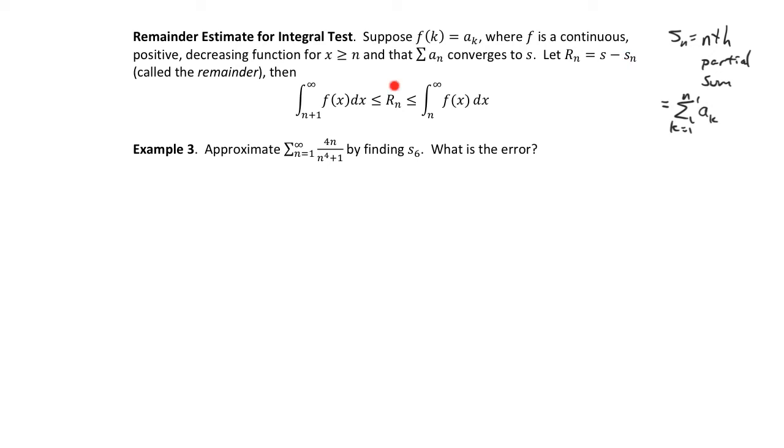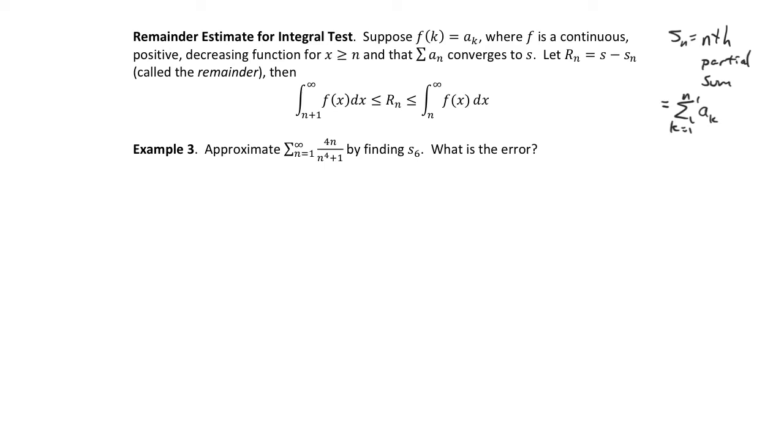Well, it turns out that how far off we are is going to be trapped between the integral from n plus 1 to infinity and the integral from n to infinity of our function. So this will give us how far off we are from the actual value. We'll do an example of this to illustrate.